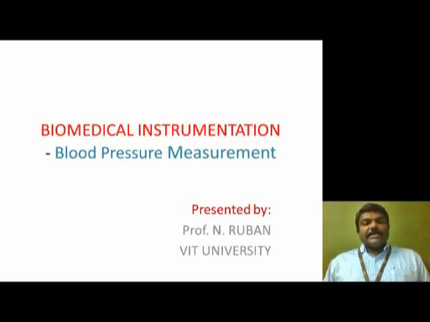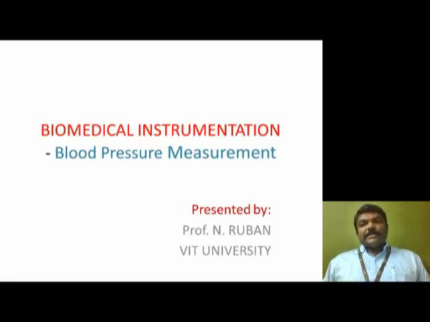So we are going to discuss blood pressure measurement, and the overview of this session is like this. I'll be giving you some introduction about blood pressure. Then we'll be seeing the different types of blood pressure measurements. In that, there are two very important classifications of blood pressure measurement. We'll be discussing that.